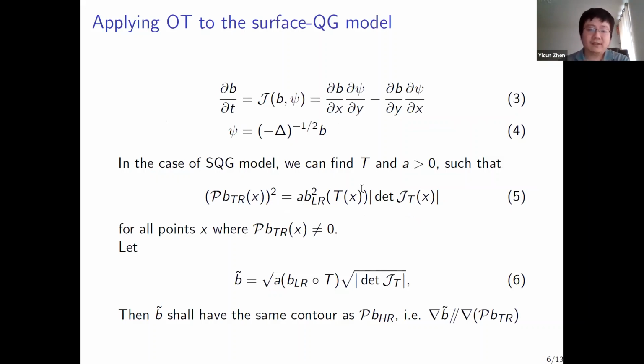Now let's consider the surface quasi-geostrophic model. Basically, the original model is like equation 3 and equation 4. The state variable buoyancy is propagated by this Jacobian of B and C. And C is not another state variable. C can be directly computed from the buoyancy in equation 4.